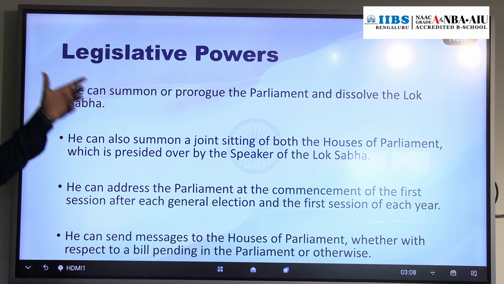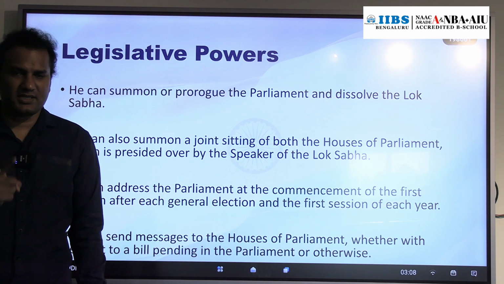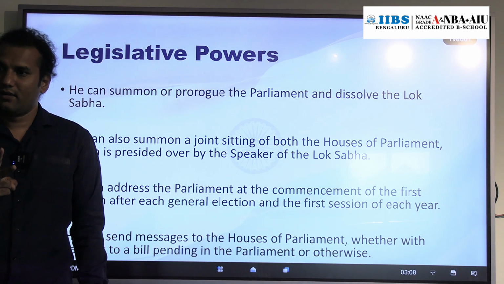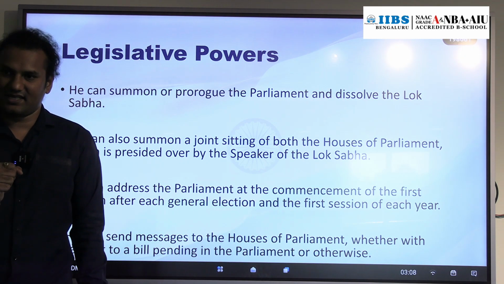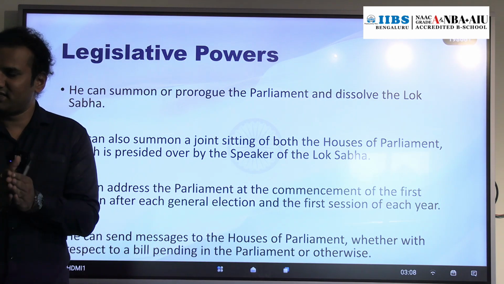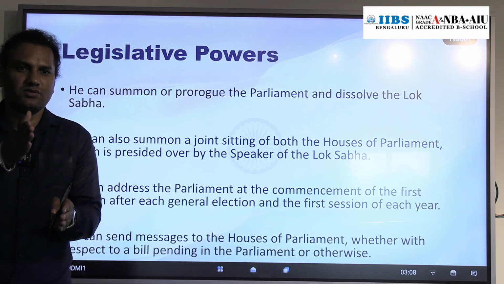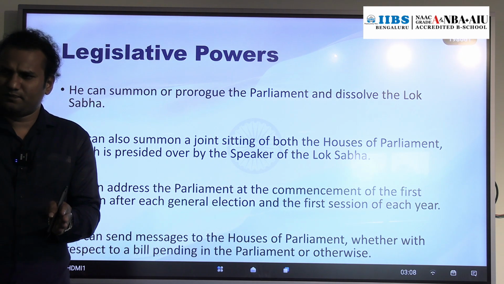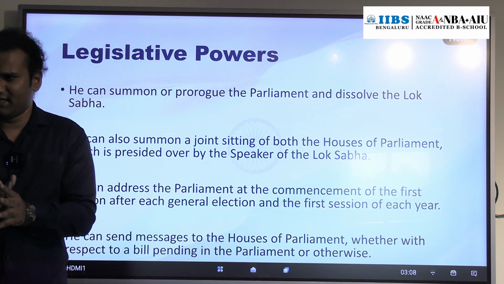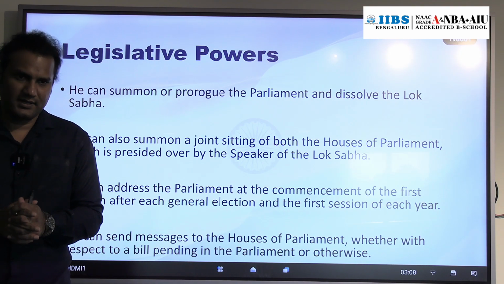We will study, what is the summon? In Parliament, we have 3 sessions. We have a budget session, then a monsoon session, then a winter session. Not a summer session, a winter session. If you observe, from the budget session to the monsoon session, there is some gap. Then from the monsoon session to the winter session, there is a gap. Once the monsoon session is completed, the next session will be the winter session. Winter session generally starts in the month of November or December, right?